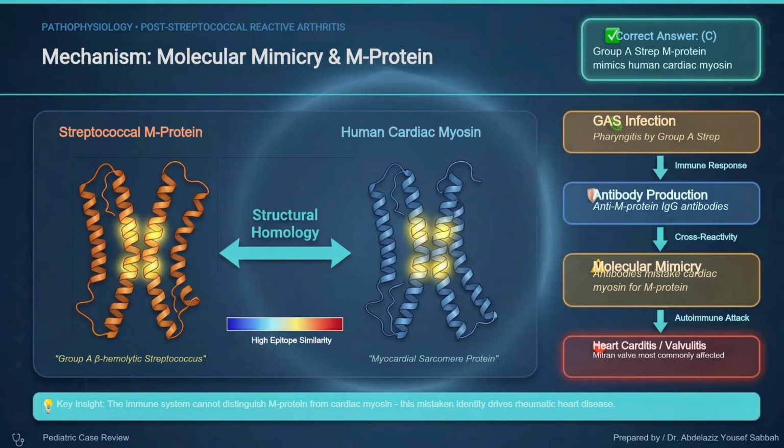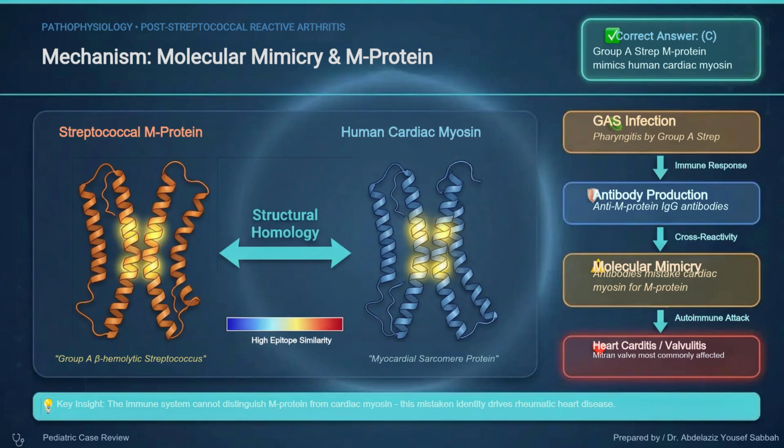The mechanism is molecular mimicry. Group A streptococcal M protein shares structural homology with human cardiac myosin. Following pharyngitis by group A streptococcus, the immune system produces anti-M protein immunoglobulin G antibodies. Due to cross-reactivity, these antibodies mistake cardiac myosin for M protein, a process called molecular mimicry. This autoimmune attack leads to carditis and valvulitis, with the mitral valve most commonly affected.